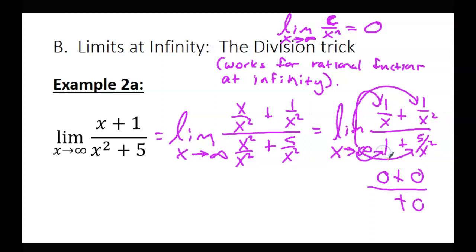This guy. What's the limit of 1 as x goes to infinity? It's 1. Why is it 1? Well, let's think of it as a function. Here's the function 1, right? If I go out to infinity, what's the y value? It's 1. Okay? So it's just 1. And what's 0 plus 0 over 1 plus 0? 0 over 1, which is 0.